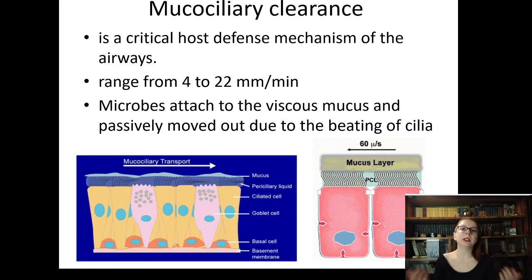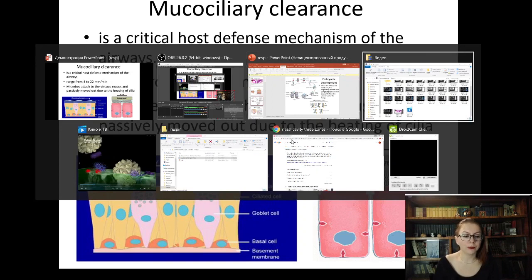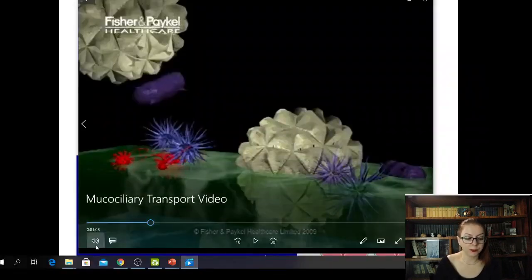foreign agents. As you know, we inhale non-sterile air. There are lots of antigens, lots of different dust particles, and it is really polluted. And to prevent those particles from reaching our alveoli and coming into contact with the bloodstream, the mucociliary mechanism works. What is summarized here is that microbes which are attached to the viscous mucus passively move out due to the beating of the cilia. To understand how it works, it is better to watch a video. Let's watch this video.